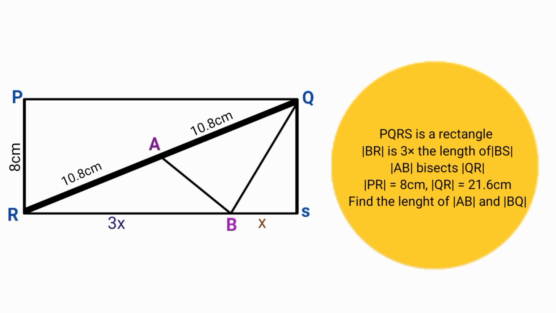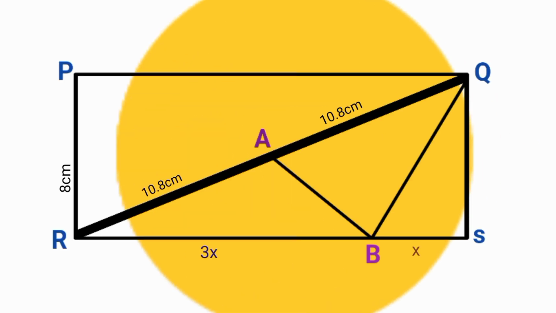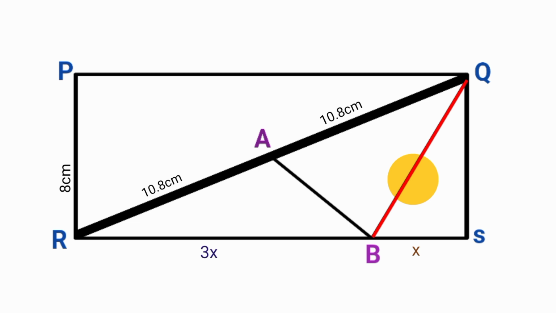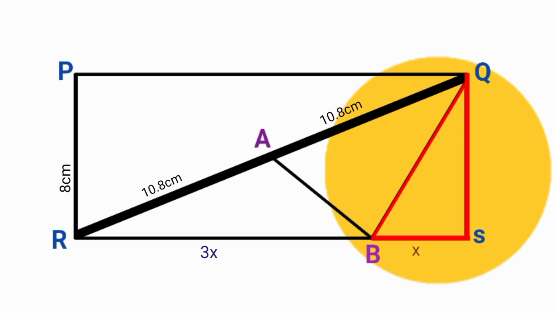So where should we start from? We can start from anywhere because this is a very simple question. So I think we should start from line BQ. Let's find the length of line BQ. So from this triangle here, we can find the length of line BQ if we have the length of the two other sides and the interior angle of the triangle.